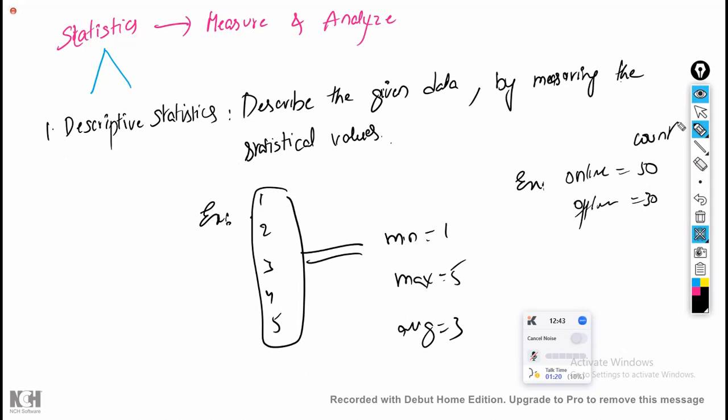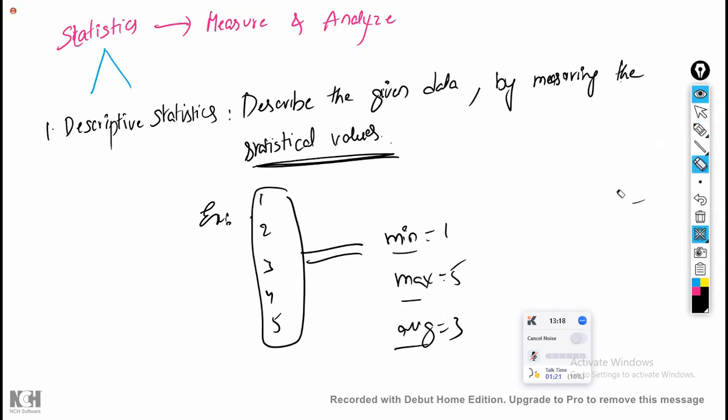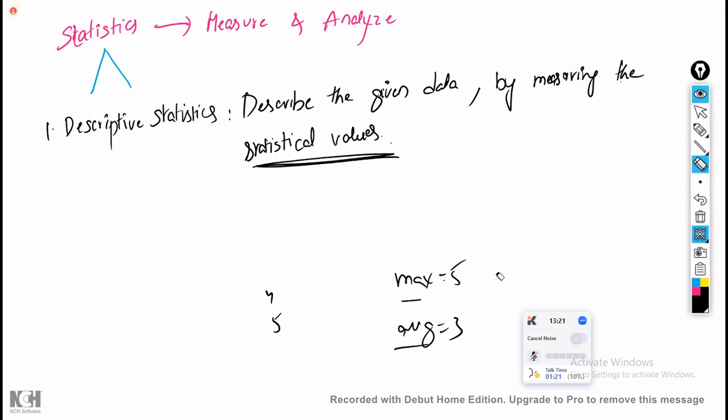How many students are there online? How many students are there offline? And within that, how many are girl students and how many are boy students? All these things are just describing. You are going to describe your entire data by showing the statistical values. Minimum is a statistical value, max is a statistical value, average is a statistical value, count is a statistical value; everything is a statistical value. By measuring, you are just describing the data, nothing else.